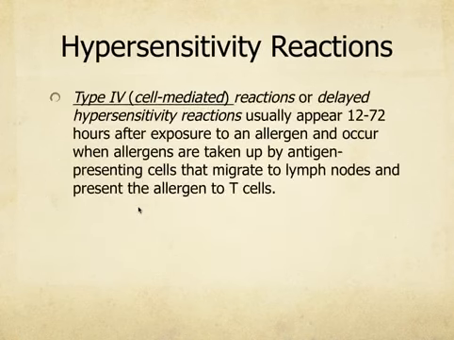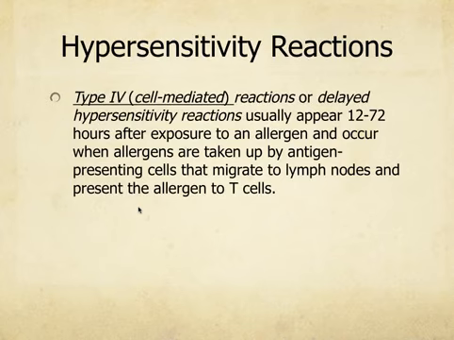Okay. And then type 4 reaction, or this delayed hypersensitivity reaction. These occur when allergens are taken in by these antigen presenting cells, and then they're going to migrate to the lymph, and they present the allergen to the T cells, which then begin to proliferate. So some of these T cells go back to the site, and they start producing something called gamma interferon, which then activates macrophages and other things, and that stimulates the inflammation response.